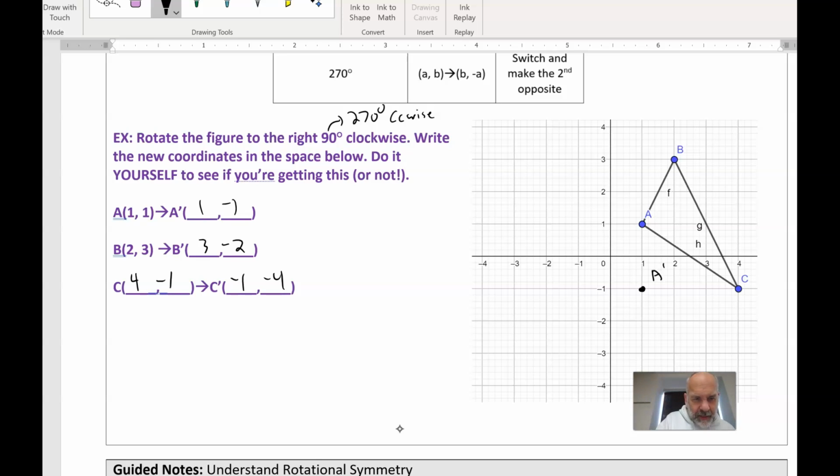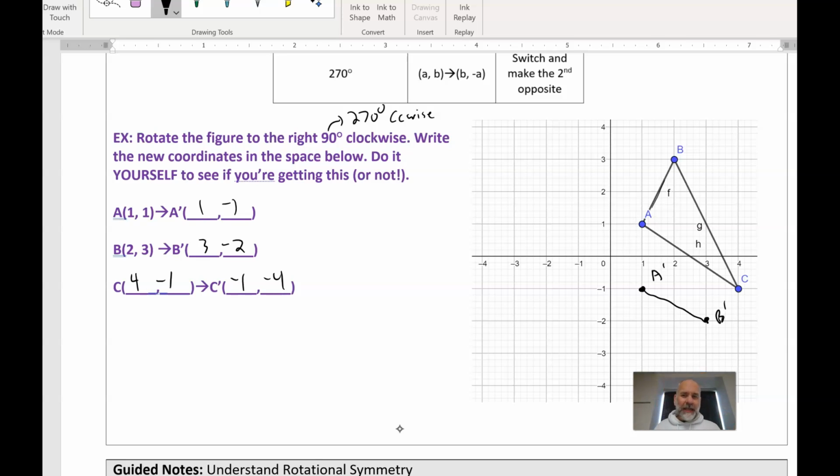Next one is B. 2, 3 becomes that. So B prime is 3, negative 2. This might look a little weird. A prime, B prime is this segment, and that's this segment right here. But if you think about it, if you're pointing that way and then you rotated 90 degrees around this, pivoting that, you'd end up down in the lower right-hand corner.